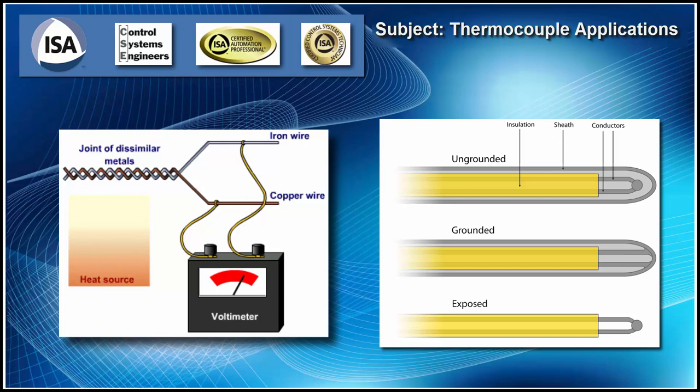And so as the temperature rises on this junction that's in the hot junction, it increases the millivolts out. So the higher the temperature, the more millivolts it produces. And as the temperature rises, we can get a direct reading of what that temperature is by measuring the millivolts difference between the two metals.